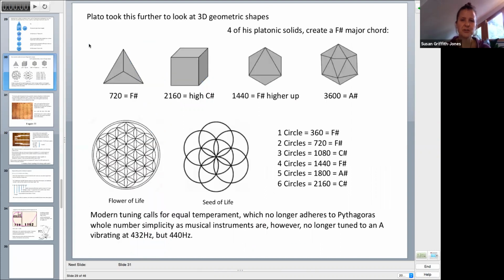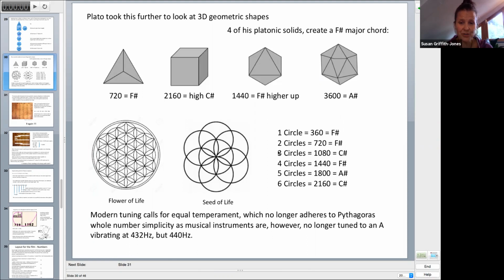Plato took this further to look at 3D geometric shapes, and indeed 4 of his 5 platonic solids create an F sharp major chord. So the 3 angles of a tetrahedron 720, the cube 2160, the octahedron 1440, and the icosahedron 3600. So again, this creates a perfect 3-part harmony of the F sharp scale.